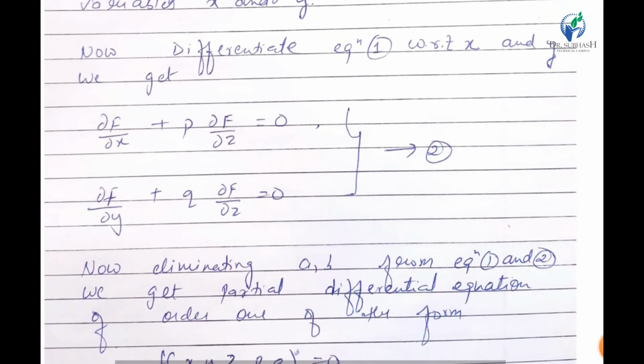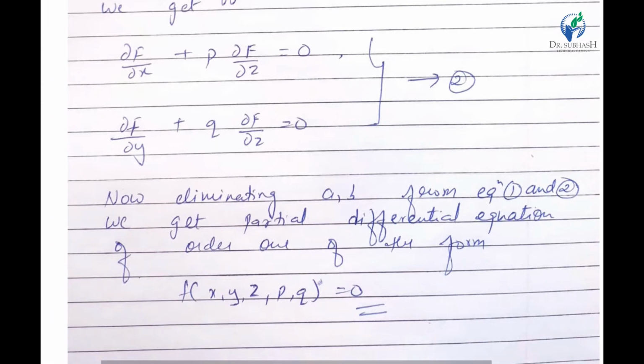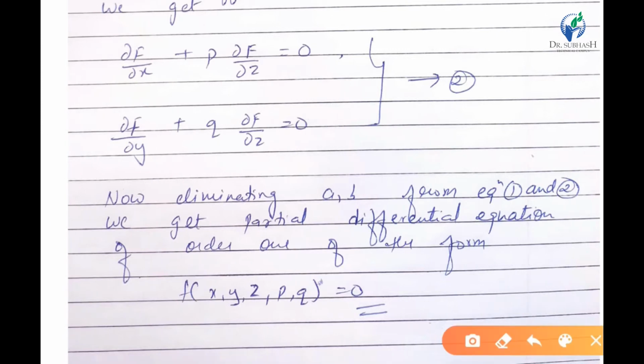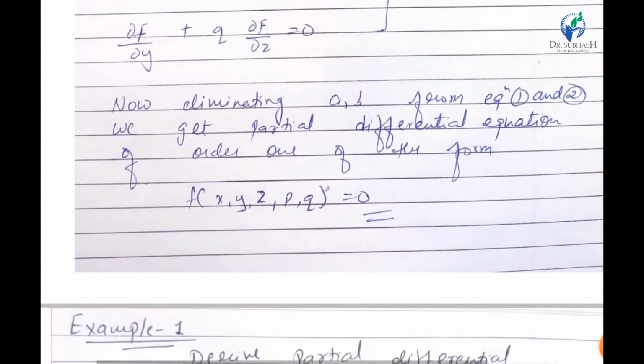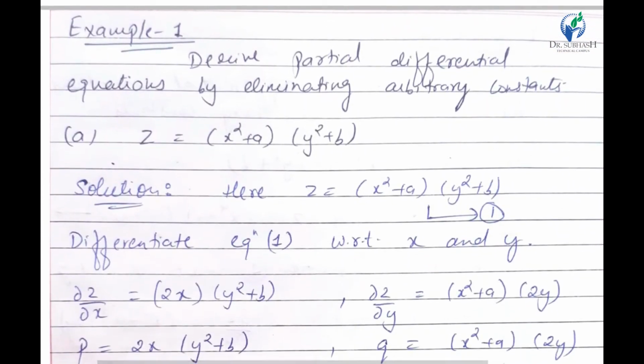Now our next work will be, we will eliminate a and b from equation 1 and 2. After eliminating a and b, we get the partial differential equation of order 1 of the form f of x, y, z, p, q equal to 0. Let us understand this by taking some example.